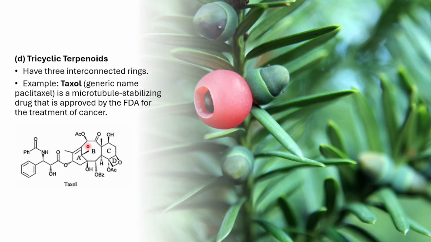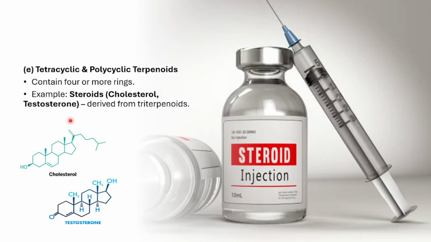Tricyclic terpenoids have three interconnected rings. Here you can see A, B, and C. And example Taxol, generic name is paclitaxel, is a microtubule stabilizing drug that is approved by the FDA for the treatment of cancer. Here's the structure of the Taxol, an example of tricyclic terpenoids.